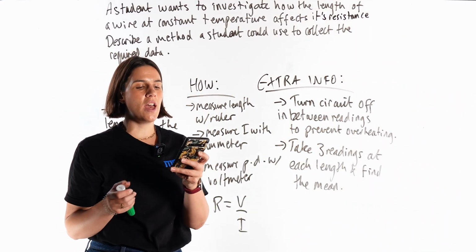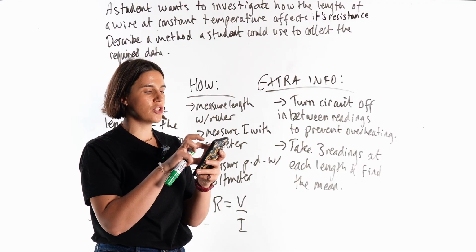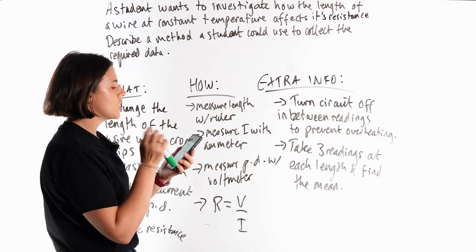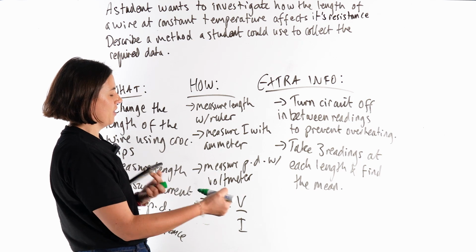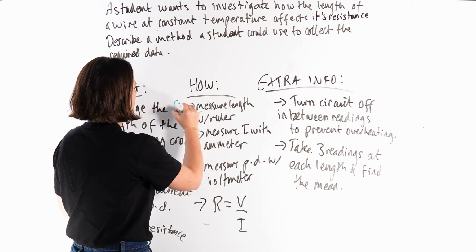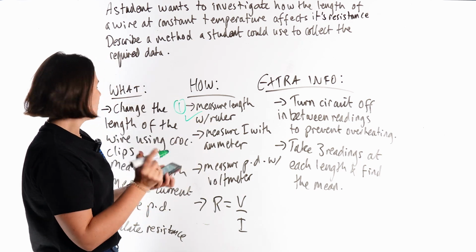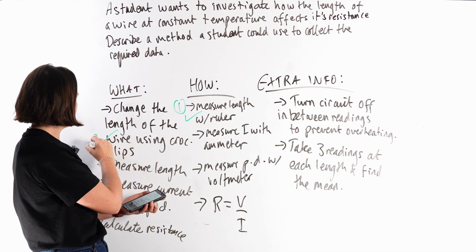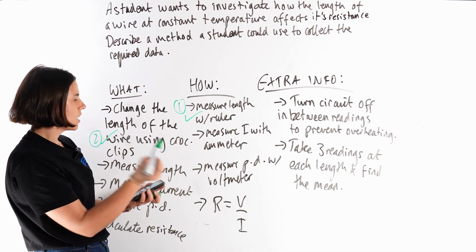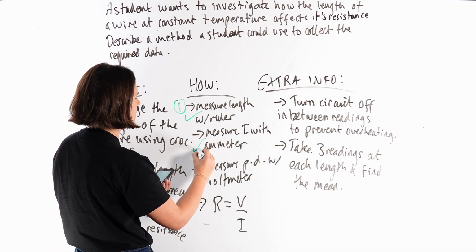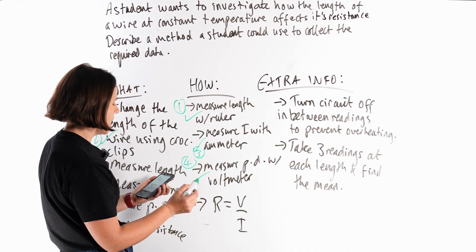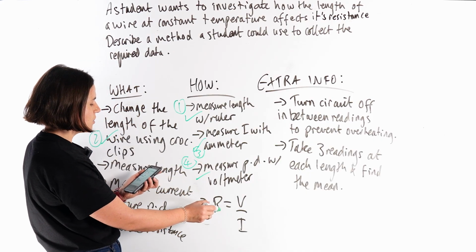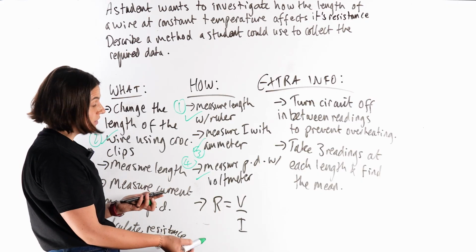I've got the mark scheme here on my phone. So first of all, we've got measure length of wire using a ruler. Lovely. So that's my first mark right there. Length varied by moving the crocodile clips. Number 2. Current measured with an ammeter. Number 3. Potential difference measured with a voltmeter. Lovely. Then use V equals IR to calculate resistance. I've given it its rearranged form.